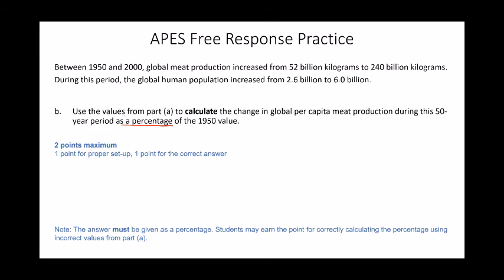So remember that percent change is just the final value minus the initial, over the initial. We know that in 1950, we had an initial amount of 20 kilograms of meat per person, and then in 2000, that was 40. So at the end of that time period, we had 40 kilograms per person. We've got to subtract our initial from that.